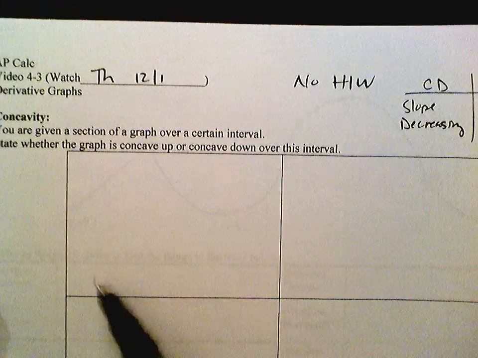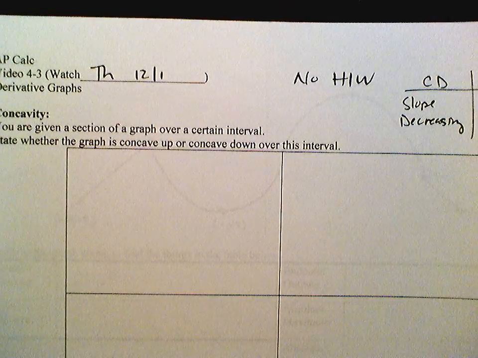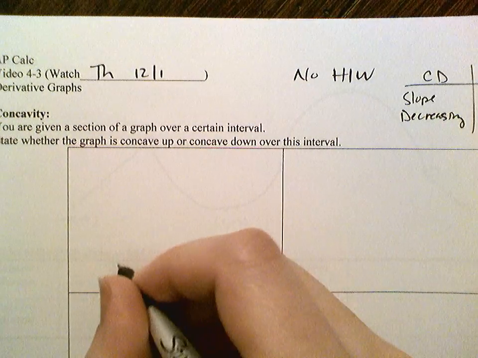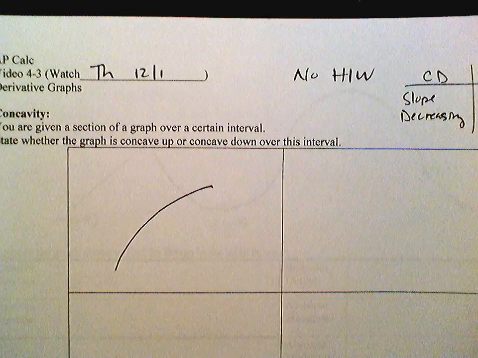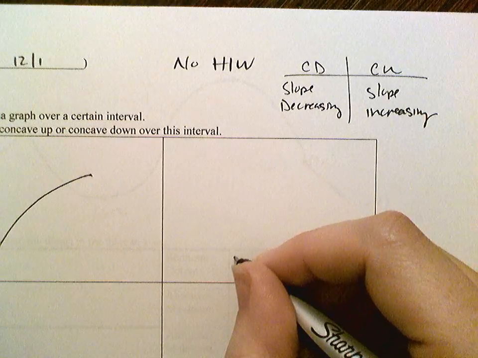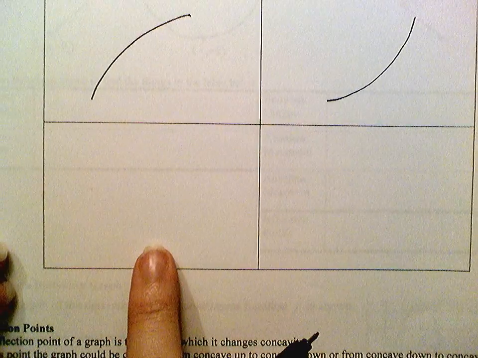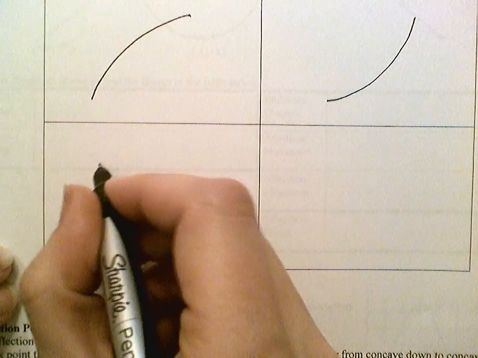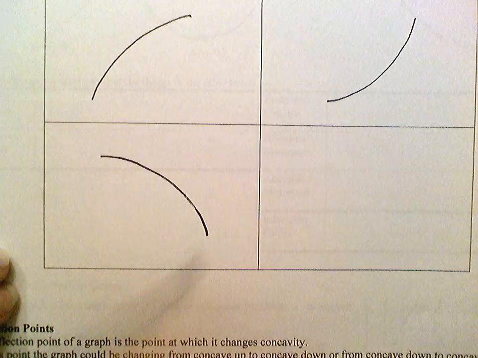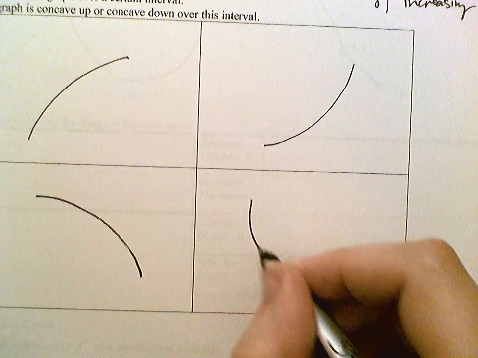So we're going to do the first one here. Imagine the left side of a downward facing parabola, kind of like that. And then here we'll imagine the right side of an upward facing parabola. And then let's do the right side of a downward facing parabola. And then here let's do the left side of an upward facing parabola.